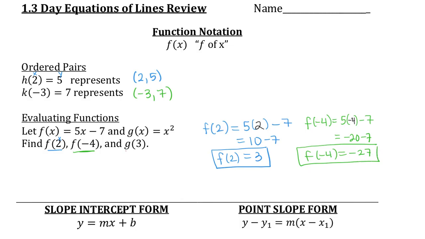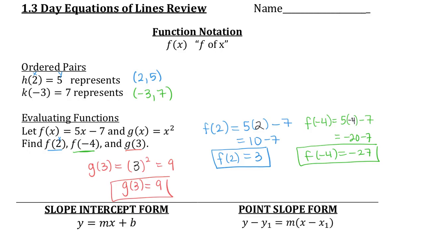Okay, last one, g of 3. So my x is 3, and I'm plugging it into the g equation. This is f of x, this is g of x. So this is x squared. So I'm going to take x and square it. My x value is the 3. So g of 3, 3 times 3 is 9. So g of 3 equals 9. When I plug in x equals 3, my output is 9.